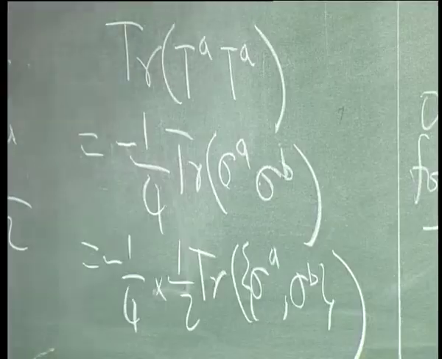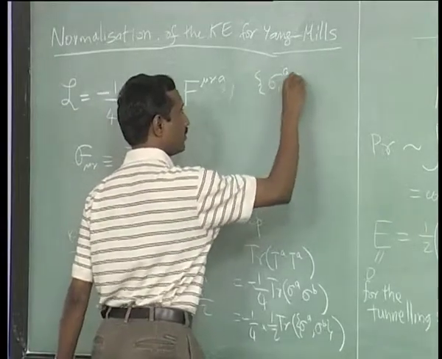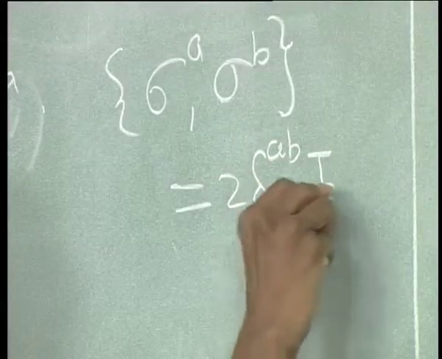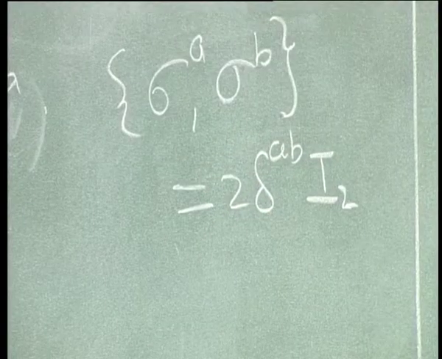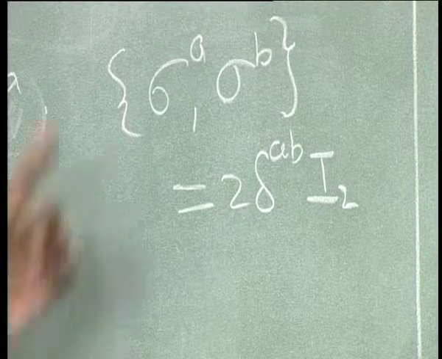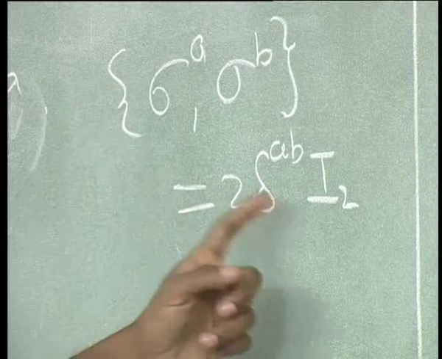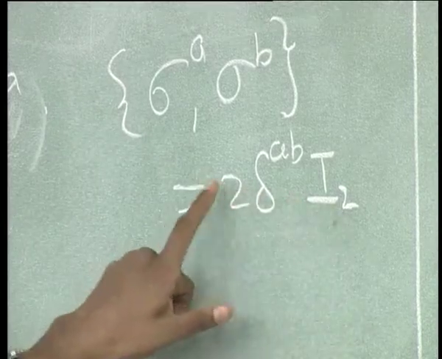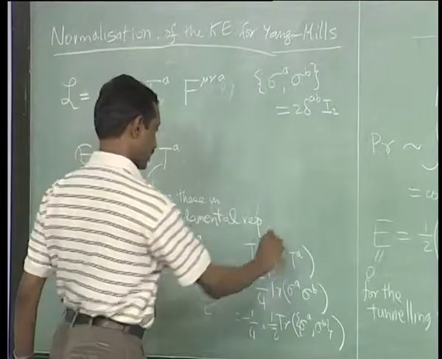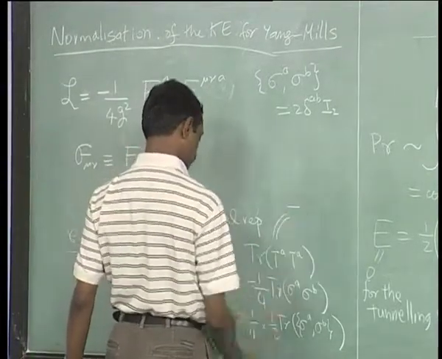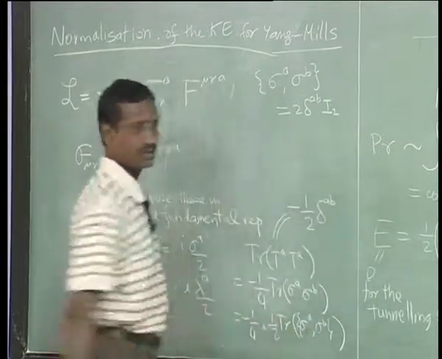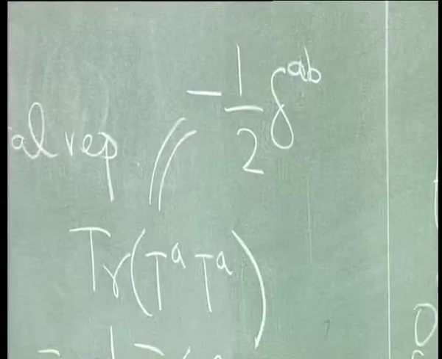Okay, and you should know this, sigma A times identity in the 2 by 2 matrix. Okay. So if you take the trace of this, you see that you get 2. So it becomes 4 delta A B, which will cancel this 4, but you are left with a half. So this is equal to minus a half delta A B. Okay.